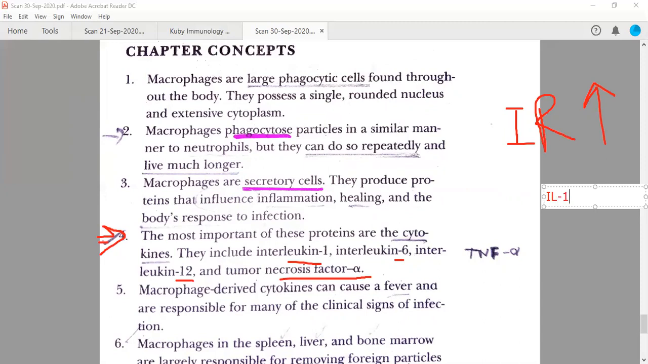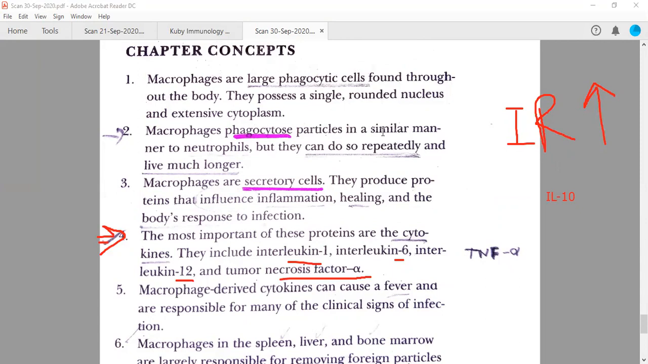It is having an opposite effect. All the cytokines which we have discussed and interleukin 10 have opposite effects. Whatever we have discussed today will increase the immune response, but interleukin 10 will try to suppress the immune response, right? So this arrow will go down in response to interleukin 10. The points written here we have already covered.